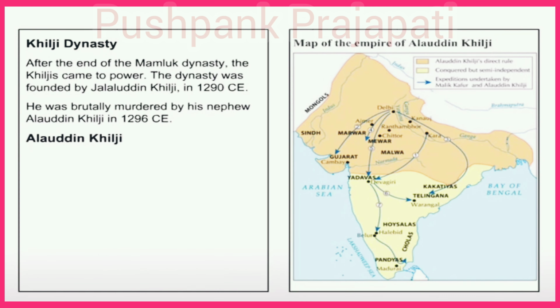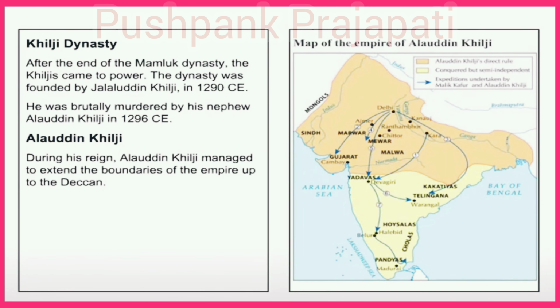Alauddin Khilji. During his reign, Alauddin Khilji managed to extend the boundaries of the empire up to the Deccan. The empire reached its heights at this time.